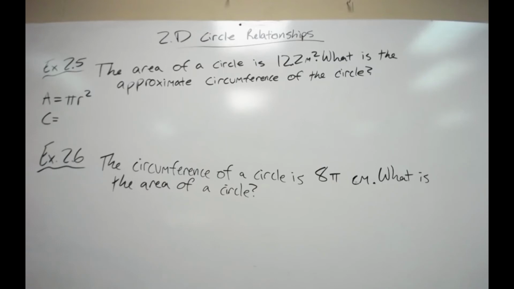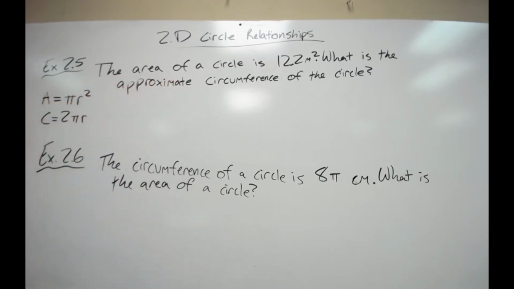Formula for circumference is 2 times pi times radius. Now if you notice with area and circumference, within their formulas, there's actually only one variable that you need, and that is the radius. So if we have the radius, we can figure out area or circumference. However, it does not give us the radius.